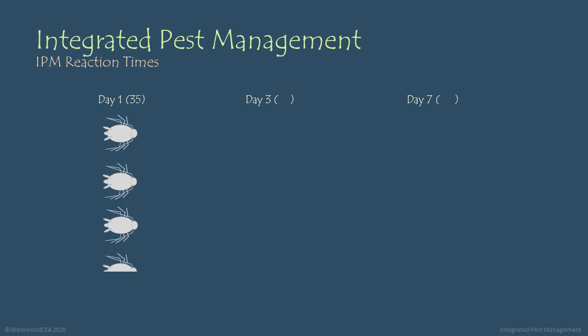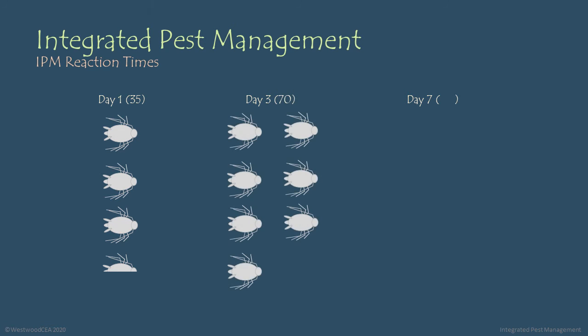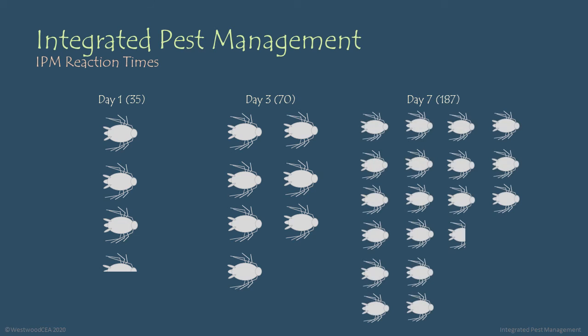Within 3 days, that population of 35 aphids will double to about 70 aphids. By day 7, the population of aphids will climb to about 187 aphids. So in 1 week, the population of aphids can easily grow from a manageable problem to a localized infestation.